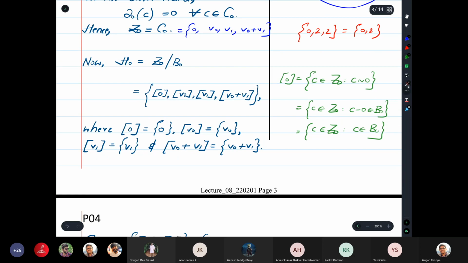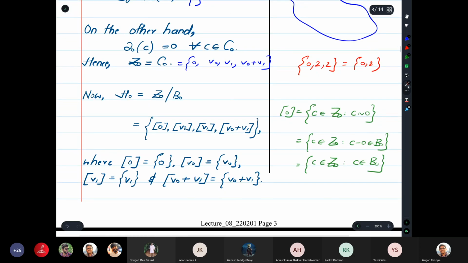So from this one can conclude that we require... notice why I am writing it in this way. The reason is that B0 is what we are using to take this quotient operation, right? So that is what I am doing over here, and we are trying to compute the equivalence class of 0.